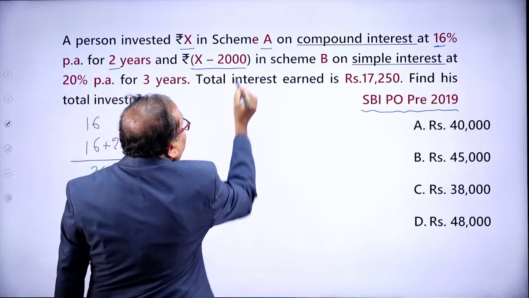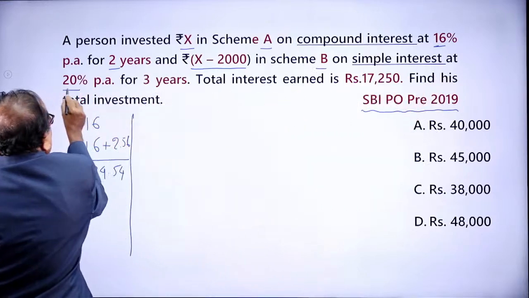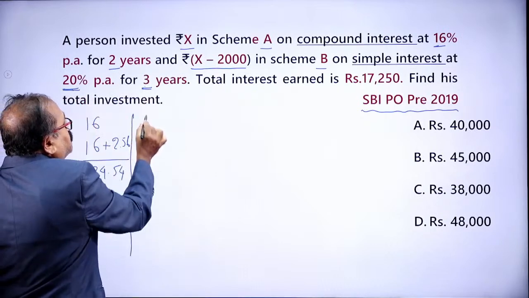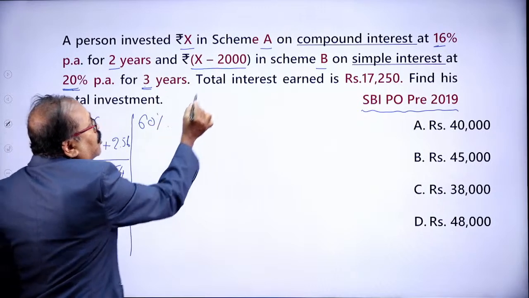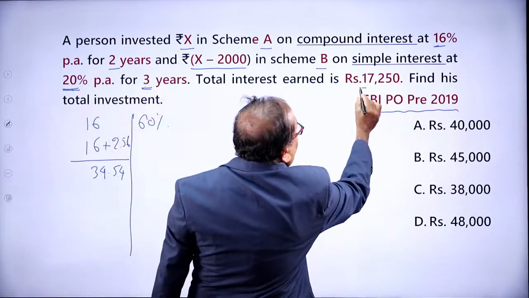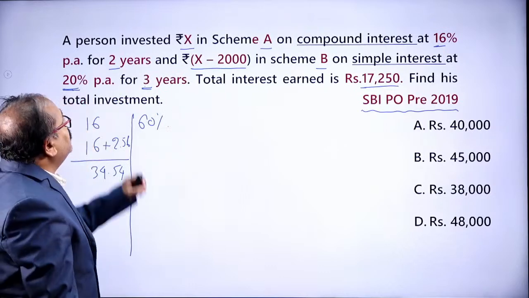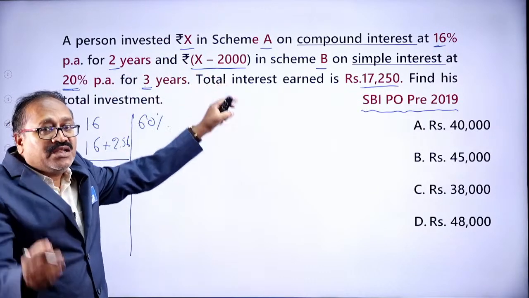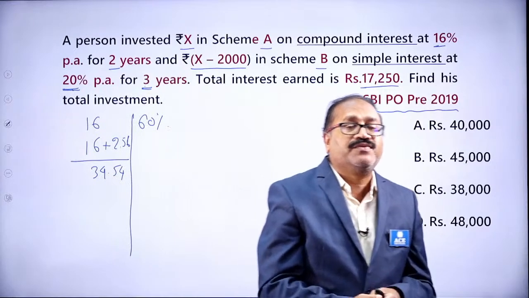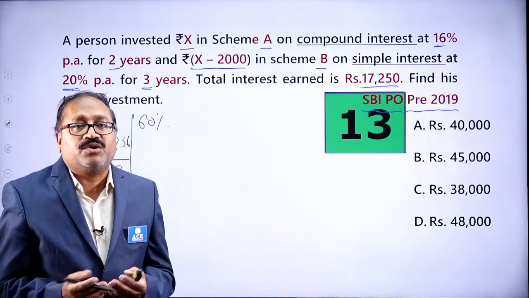And he invests rupees X in scheme B at simple interest at 20% per annum for 3 years. So here what percentage are you getting? 20 into 3, you are getting 60% interest on X minus 2000. Okay, what is the question? The total interest earned is given to you, find his total investment. So total investment is X plus X minus 2000. I will give you the method where you can answer it in 10 to 15 seconds. So I am giving 15 seconds for you to think about it.